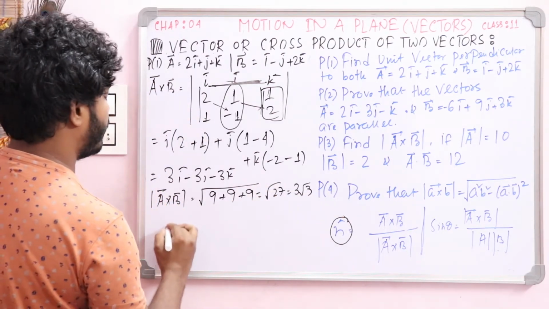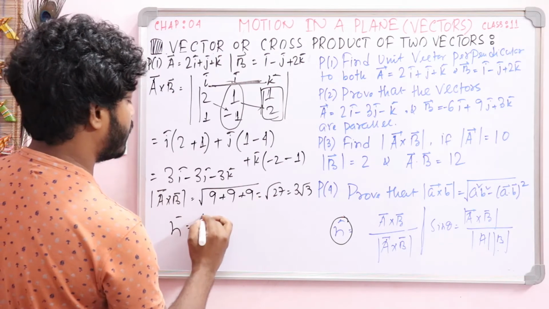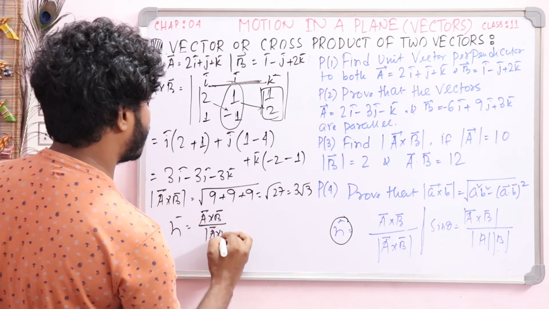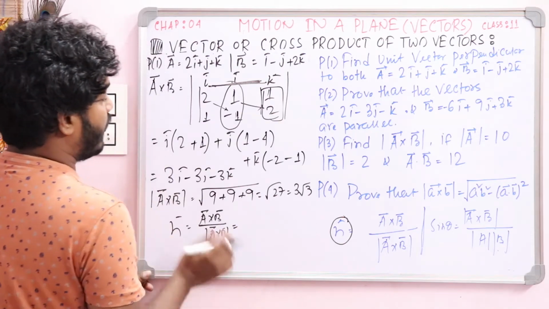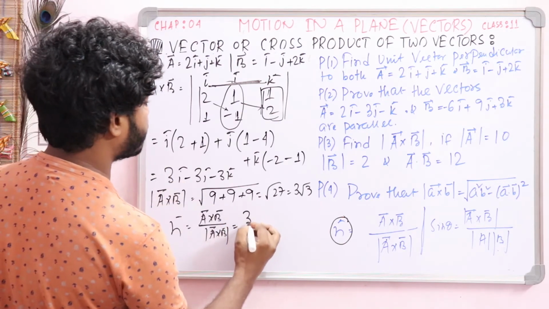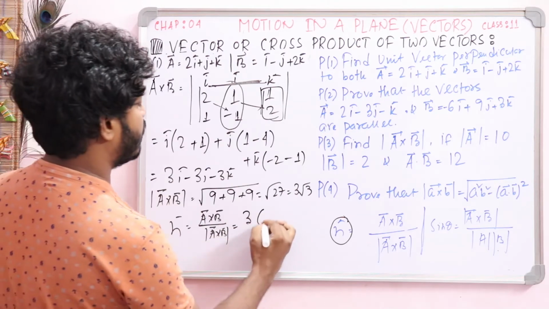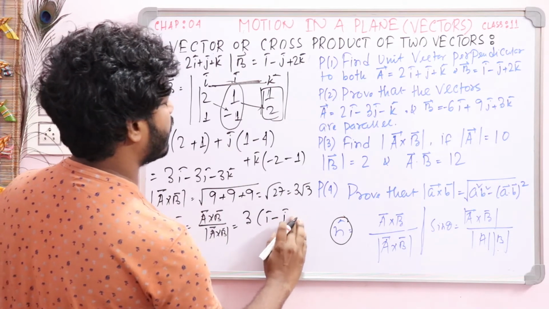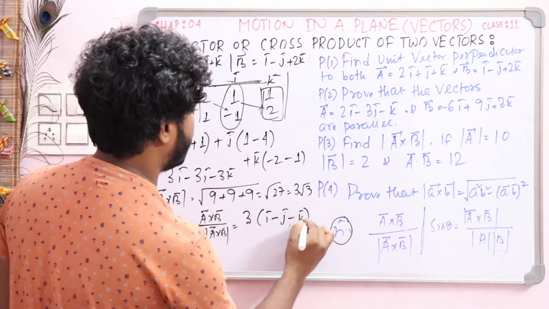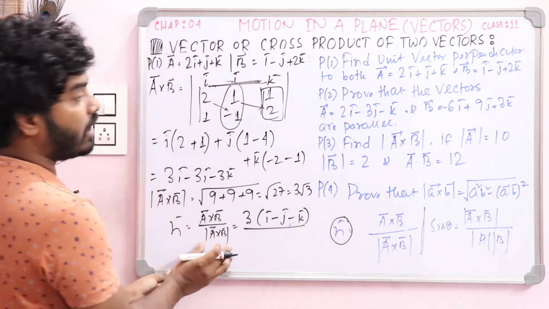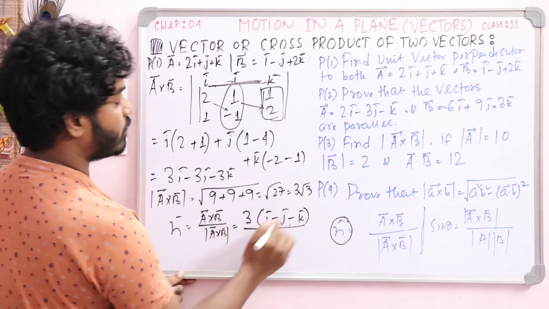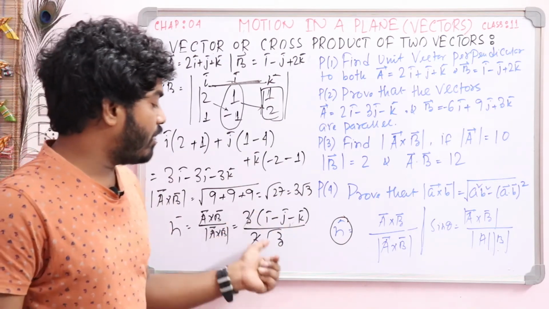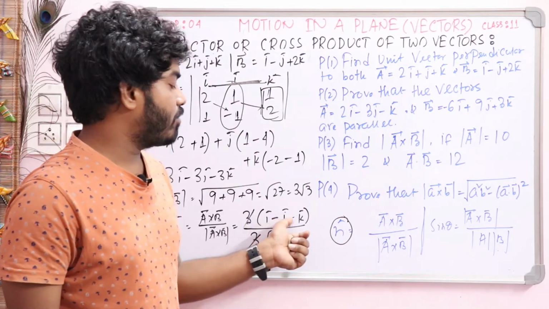So what is the value of n cap? Write it down, n cap, that is A cross B divided by mod of A cross B. So the answer will be A cross B, that is 3. Okay, take a common 3 here, i cap minus j cap minus k cap, and in the lower portion there is mod of A cross B, that means 3 root 3. So 3 and 3 cancel out. Our answer, that is 1 by root 3 (i cap minus j cap minus k cap).